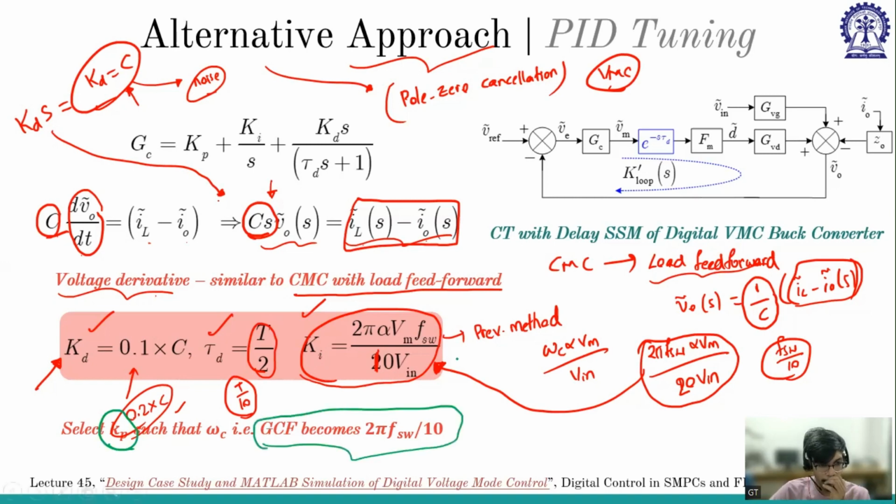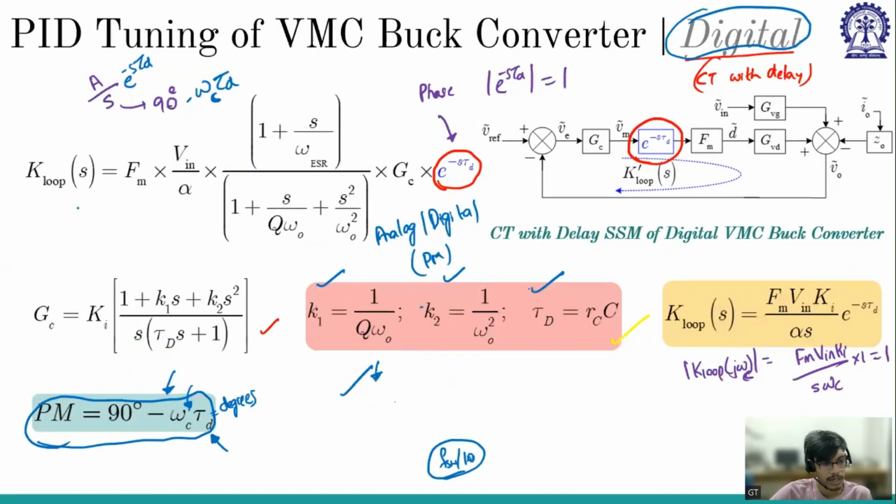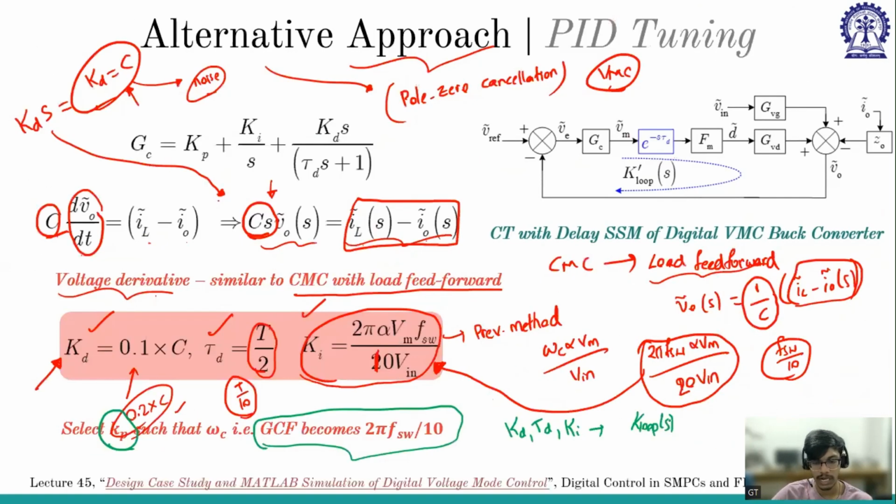So what SAR was doing is, SAR got Kd, tau d, and Ki. Then in the loop transfer function, K loop of S, that we got in this expression, everything is known, only Kp is unknown. So SAR is choosing Kp by manual tuning. Say SAR starts with Kp 5 and sees, then increases it to 10 and sees, then increases it to 15 and sees. So in this way, we are deciding the Kp.